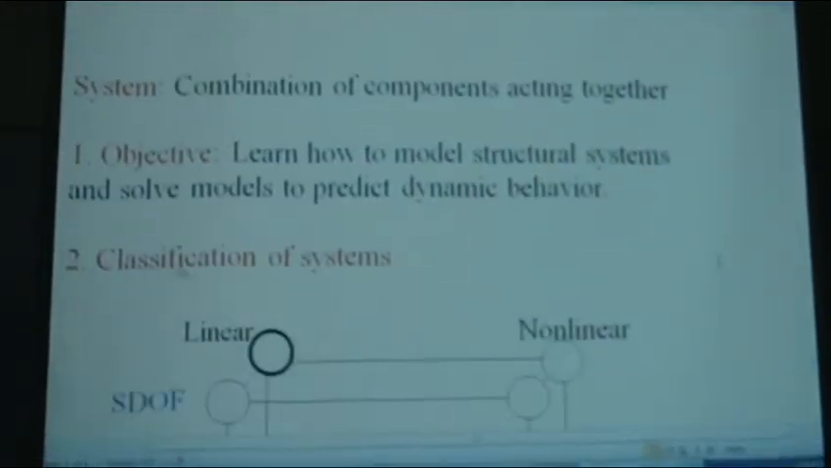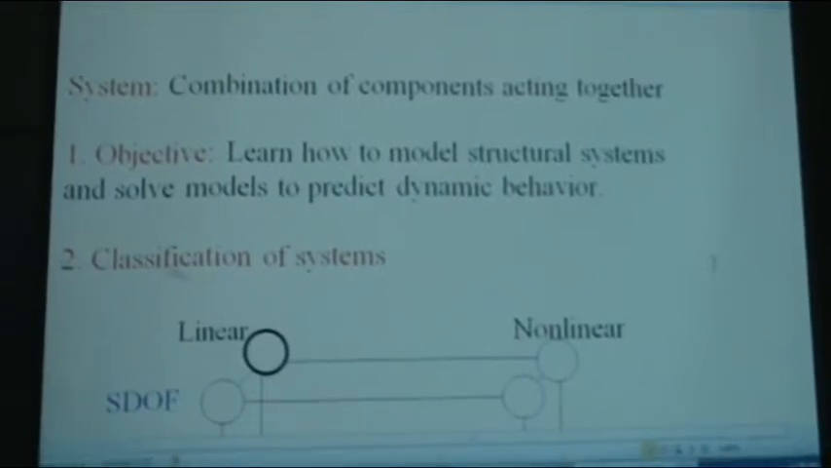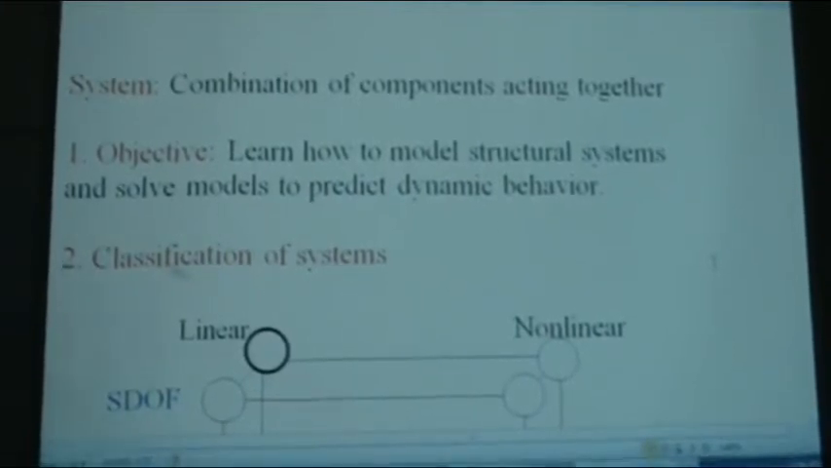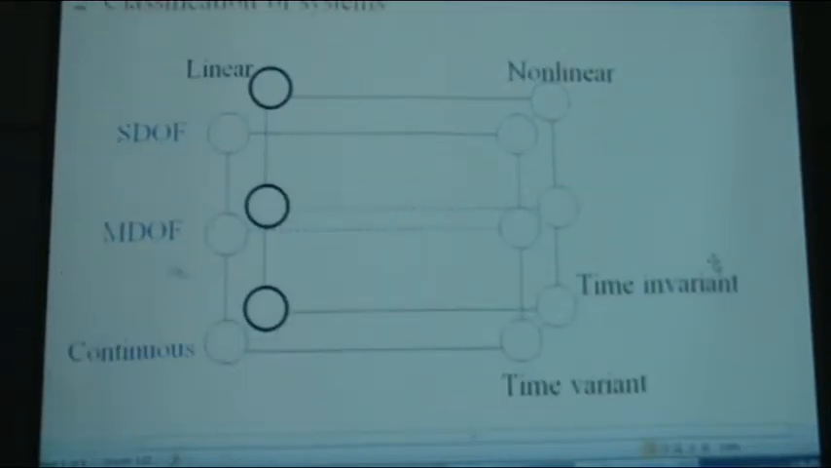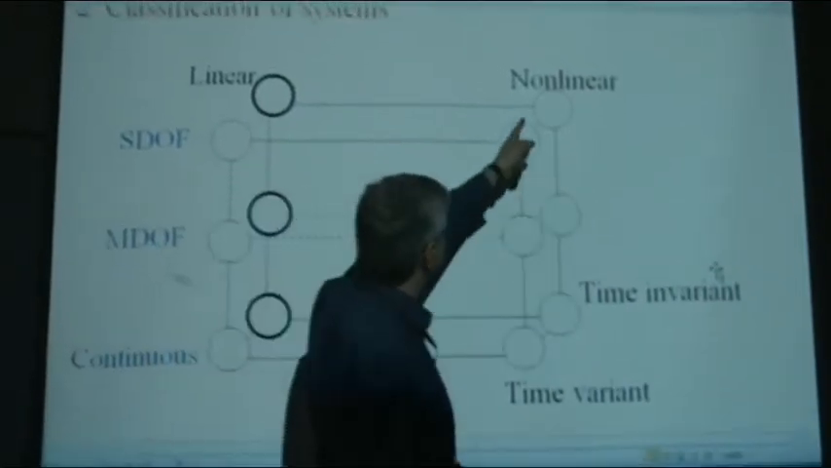So a system is a combination of components that act together, and the objective is to learn how to model structural systems and solve the models to predict the behavior. So modeling is one part, and then once you have the mathematical model, then solve it to find the dynamic behavior. We classify different systems in a different way, and we said that systems are either linear or non-linear.